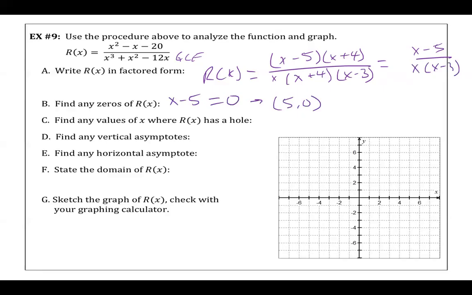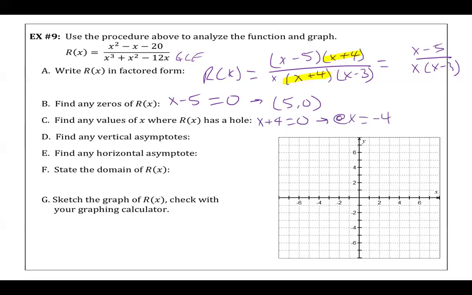Okay, next is finding the value of your hole. Your hole comes from what did you reduce? I reduced x plus 4. If I set that equal to 0, that means I have a hole at x equals -4. Where's that hole exactly located?